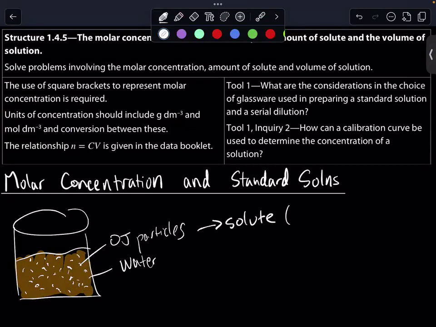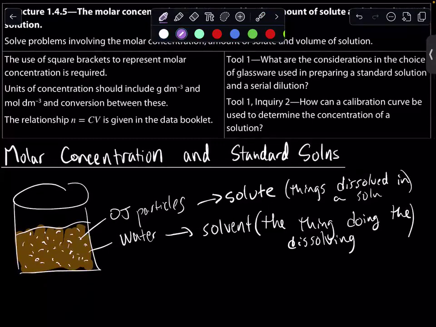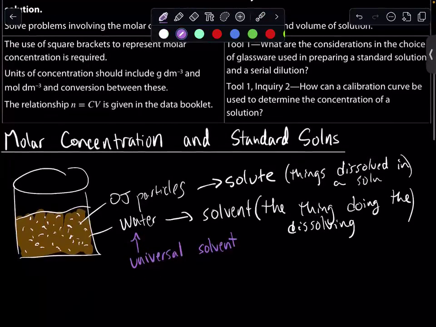Solutes are things dissolved in a solution. And I abbreviate solution SOLN. Water is your solvent. It's usually the thing doing the dissolving. Water is a great solvent. It's also usually referred to as the universal solvent, because it's so good. And we'll discuss later why it's so good when we talk about intermolecular forces, but it's really good.